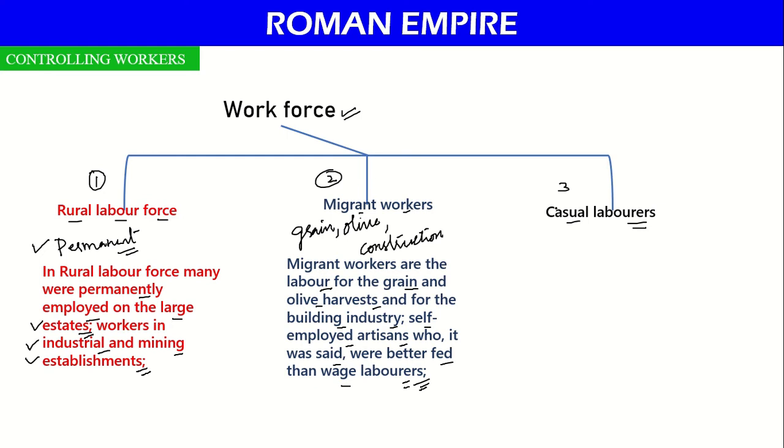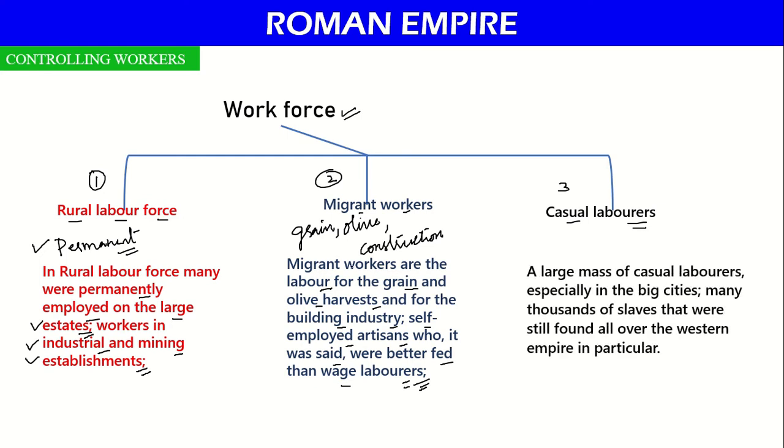The third category is the casual laborers. A large number of casual laborers, especially in the big cities, and many thousands of slaves that were still found all over the Western Empire in particular. So the third category of people are casual labor, especially in the big cities, where we have many thousands of slaves that were still found all over the Western Empire in particular.